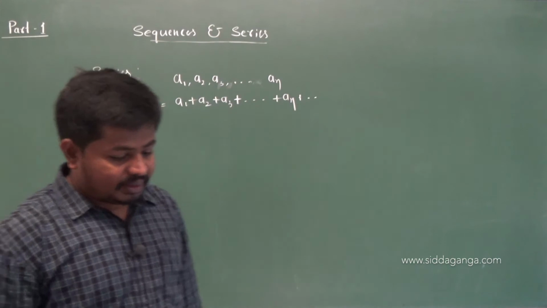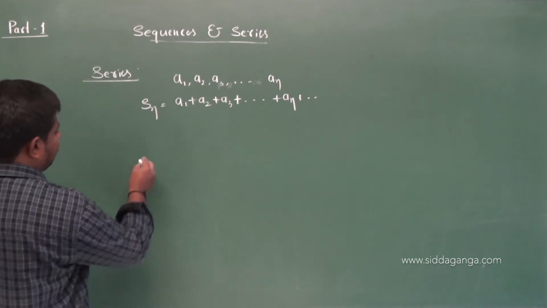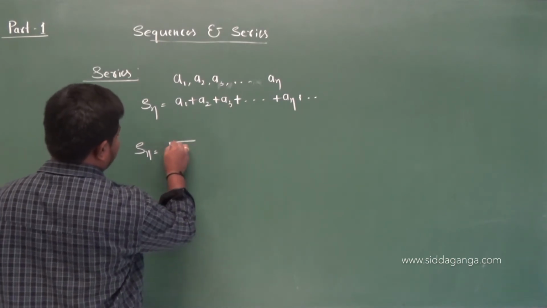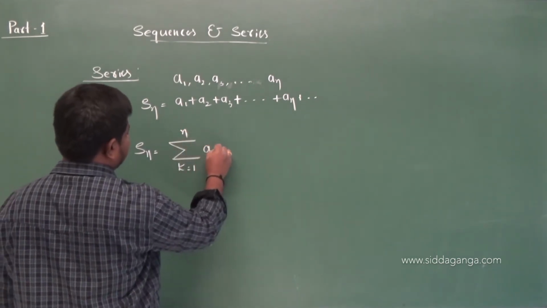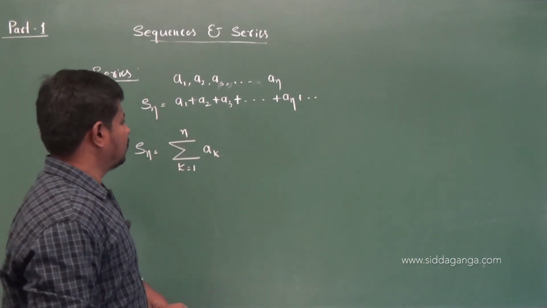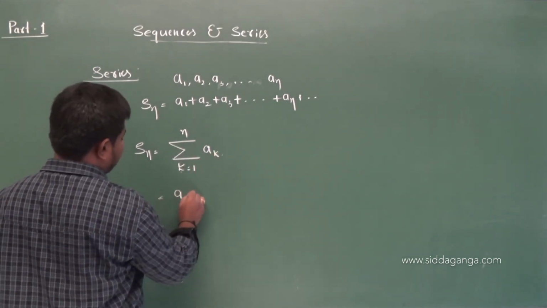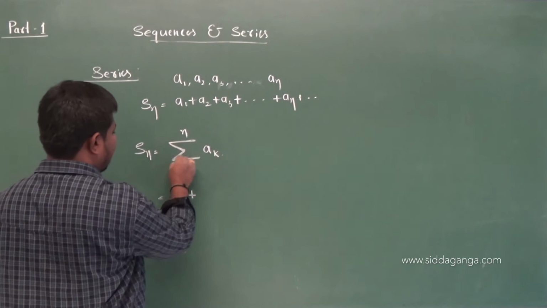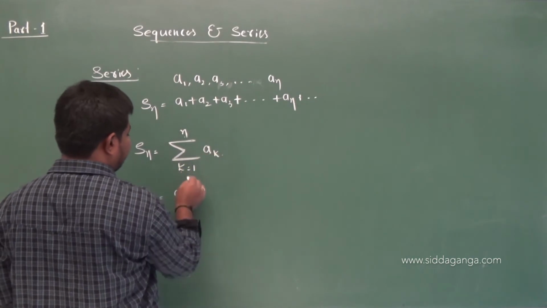That's it. And we denote this by using a symbol called sigma. So Sn, the sum of all the terms, can also be written as summation k is equal to 1 to n of ak. This symbol denotes adding, that is, the summation of the terms ak from k is equal to 1 to n.